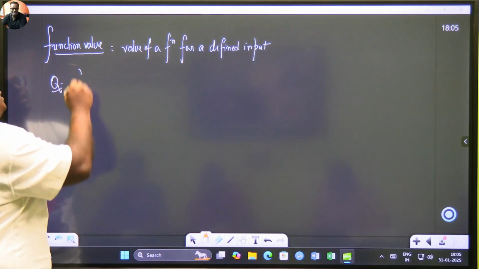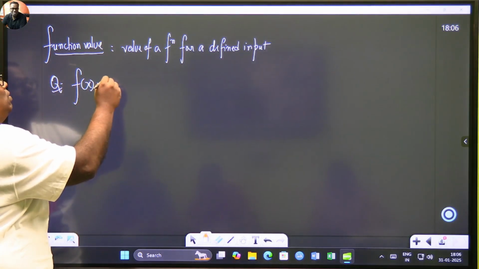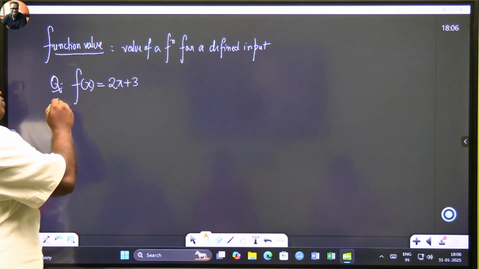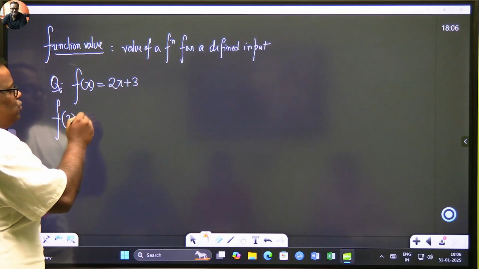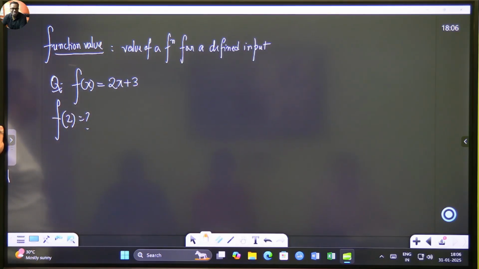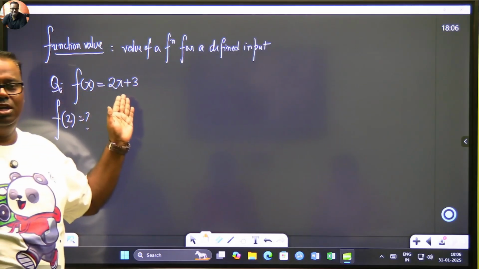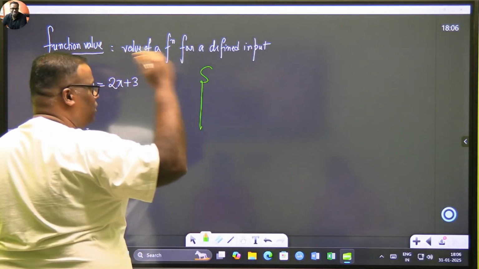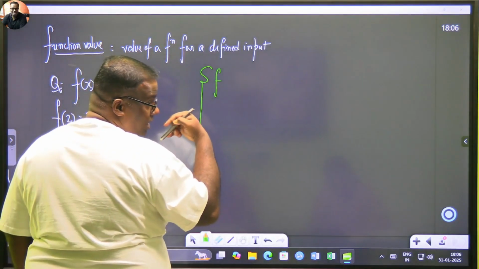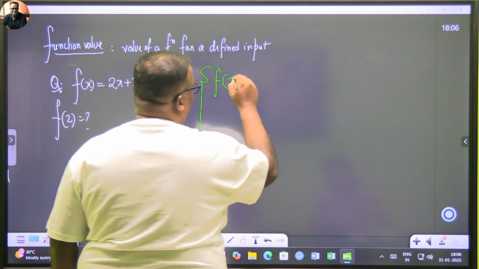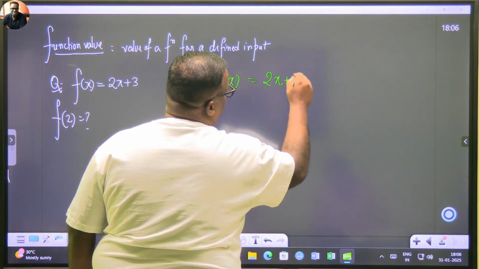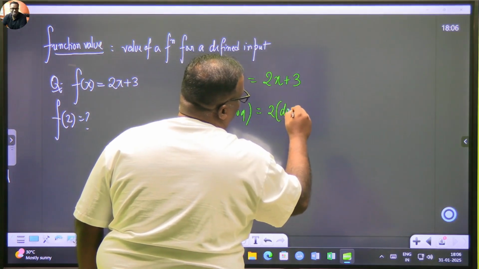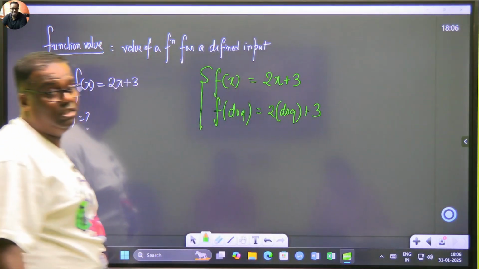Given a function f of x is equal to 2x plus 3. They will ask you to find the value of f of 2. What is f of 2? Very easy. I always do this in a very crude method, and my crude method will work everywhere. As I spell the words, I'm writing it. f of x is equal to 2x plus 3, which means f of dog is equal to 2 into dog plus 3. You might laugh now, but you'll later see this will be so useful for you.